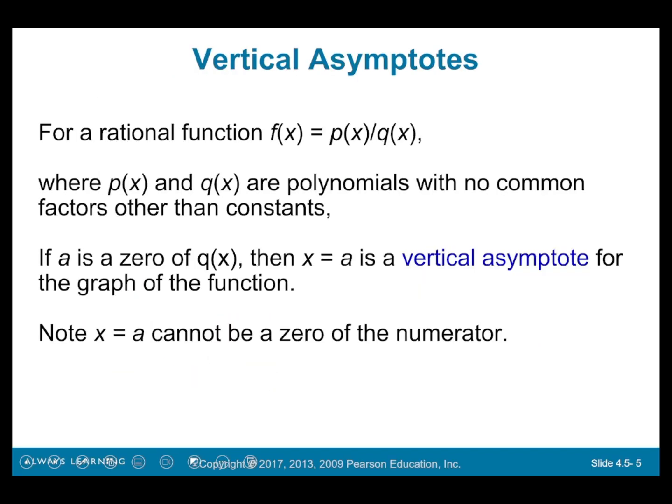So to formalize that, for a rational function, f of x, it's p of x over q of x, where p and q are polynomials, also assuming that there's no other common factors. There's nothing that I could reduce or cancel for my numerator and denominator. Then if my number a is a 0 of q of x, the line x equals a is a vertical asymptote for that function. And note that x equals a cannot be a 0 of that numerator as well, or that means that they actually do have factors in common. So we're going to check that our number a is a 0 of the denominator and make sure it's not a 0 of the numerator. And then we know that we'll have a vertical asymptote.